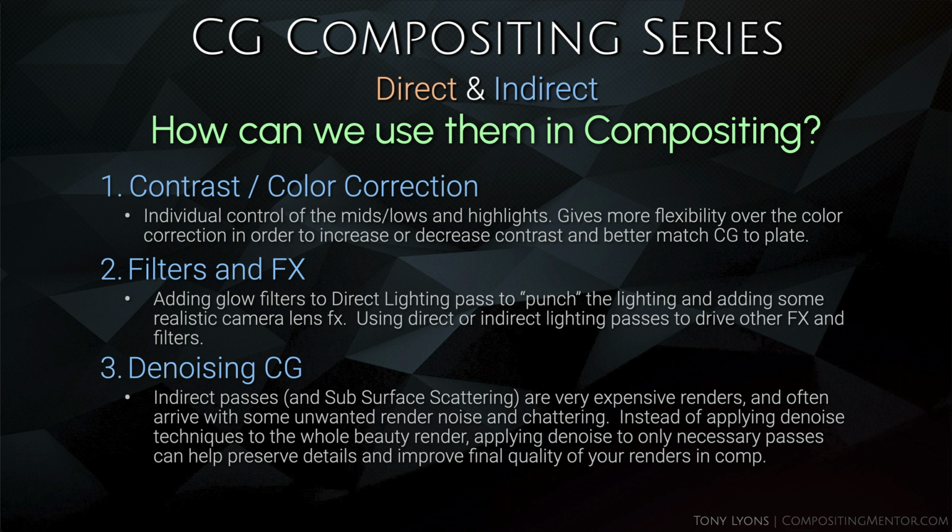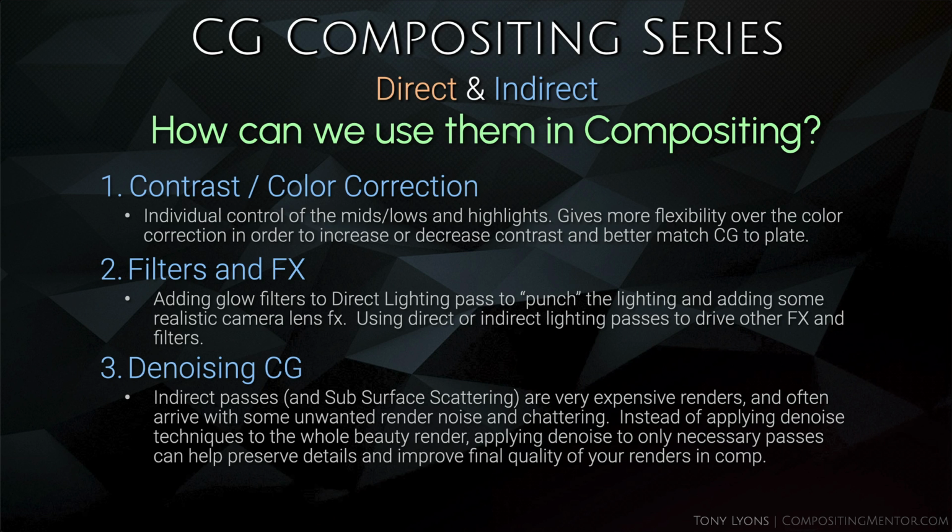The final and probably most important reason to have the direct and indirect passes separated is for denoising CG. Now, we took a look earlier in the video about how easy it was to render direct lighting passes. It's either is the light hitting this object or not. But the indirect passes and subsurface scattering are very expensive renders and often arrive with some unwanted render noise and chattering. So the direct lighting pass can be calculated pretty quickly, but the indirect pass, it really depends on your render settings and how long you let the render run for so it can calculate the samples.